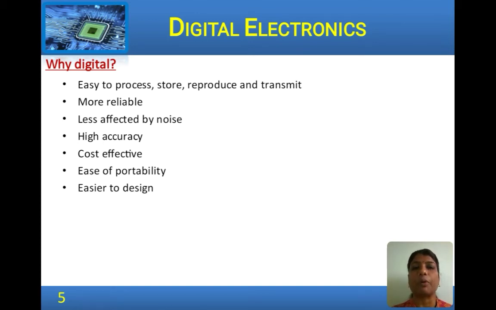And the ease of portability. A digital system, if it is designed for a particular application, it can be easily changed by changing the program. So, there is ease of portability, and also digital systems are easier to design.